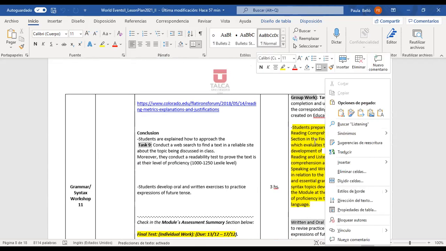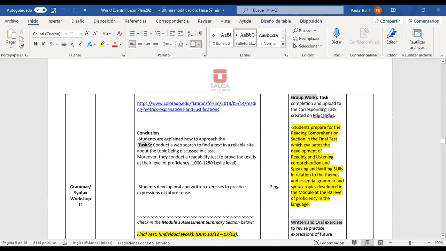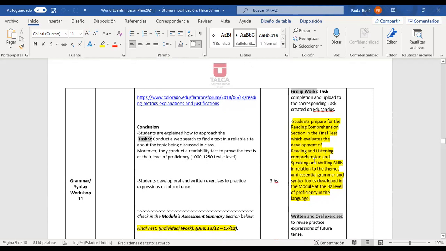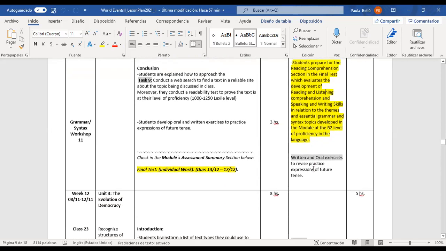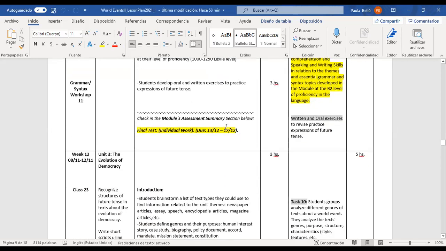This will also be applied to preparing for the final test, which will be in December, but you need to always be preparing yourselves because of the proficiency level that you need to get to. So you will be reading at a high level of proficiency, so you need to always be practicing, but this unit will be focused on that. And you know that the final test will be in December.